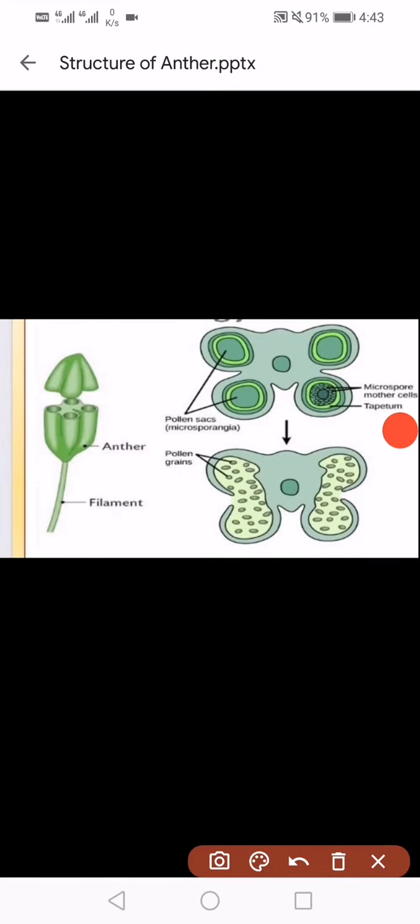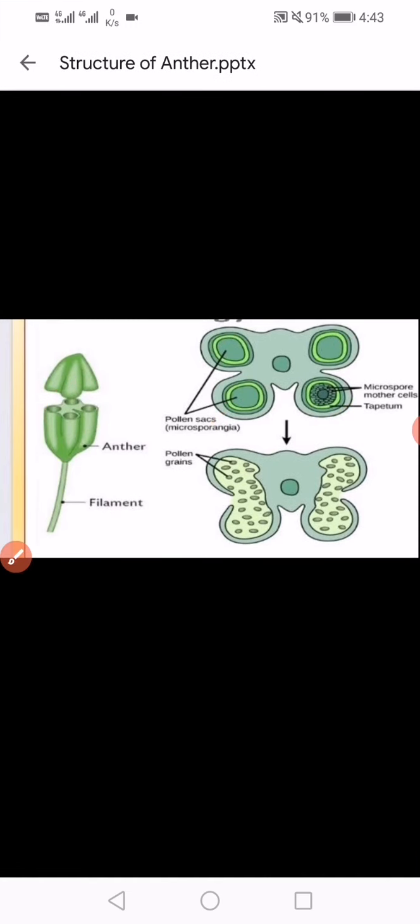So now this is the structure of a tetrasporangiate anther. When we take a transverse section of this tetrasporangiate anther, we can observe four chambers here, and these chambers are also called pollen sacs or microsporangia, and within the microsporangia it produces pollen grains. And this is the microscopic view of a TS of a microsporangium of a tetrasporangiate anther.